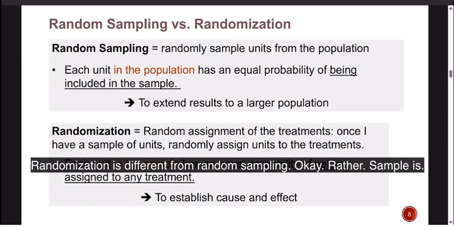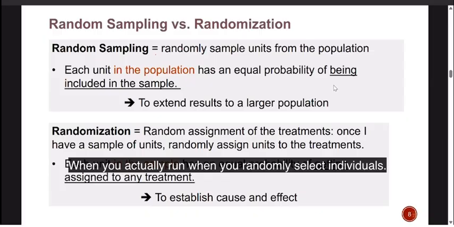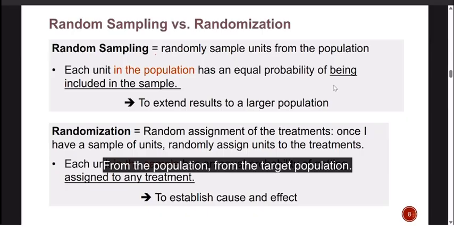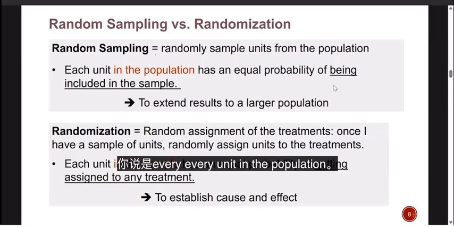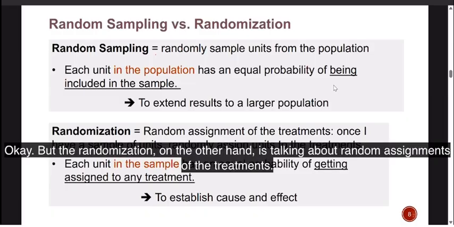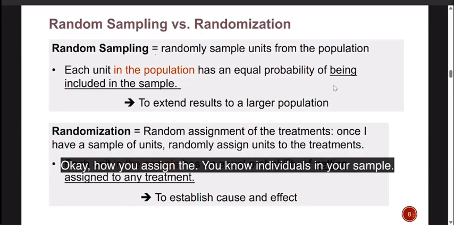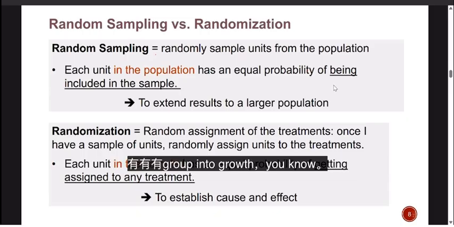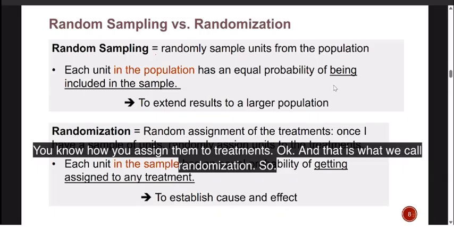A random sample is when you randomly select individuals from the population, from the target population, in such a way that you give equal chance to every unit in the population. But randomization, on the other hand, is talking about random assignment of the treatments. How you assign the individuals in your sample, individuals you've grouped into groups, how you assign them to treatments. And that is what we call randomization.